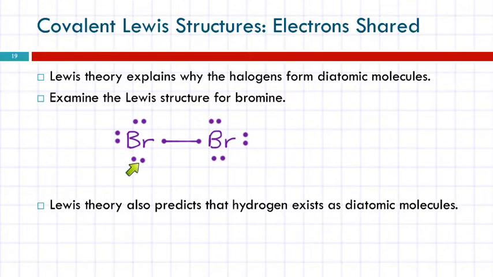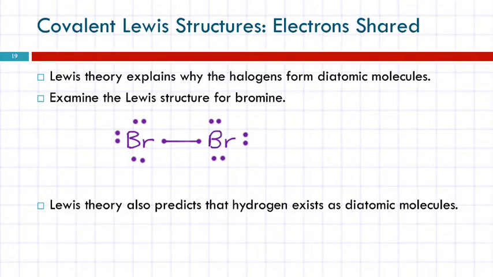So this bromine then has 2, 4, 6, 8. This bromine has 2, 4, 6, 8. They both have octets. Bromine is more stable when it forms Br2 molecules. And that happens for all of the halogens, fluorine and chlorine and iodine.